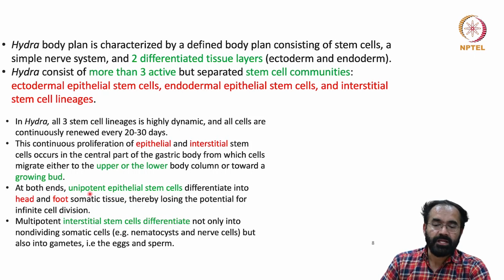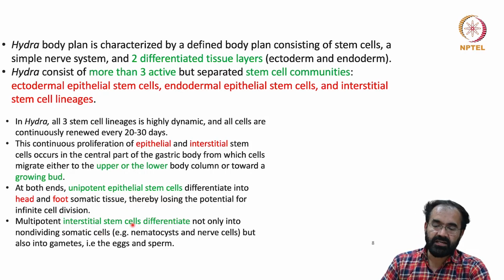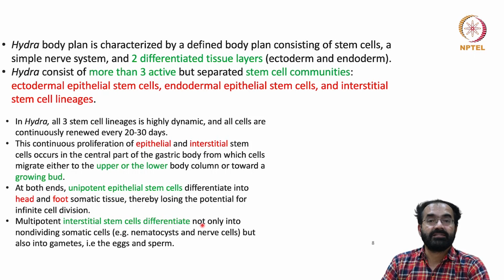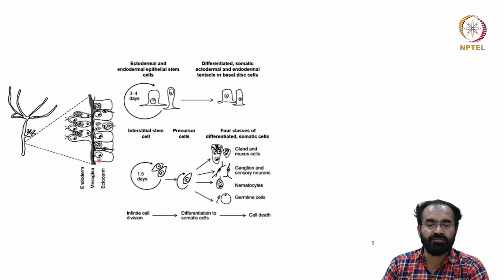At both ends, unipotent epithelial stem cells differentiate into head and foot somatic tissue, thereby losing the potential to initiate cell division. Multipotent interstitial stem cells differentiate not only into non-dividing somatic cells, for example nematocytes and nerve cells, but also into gametes, that is eggs and sperm. So this is the steady state way of movement and migration of the cells in the body of Hydra. You can see here, this has been depicted in the form of a cartoon.